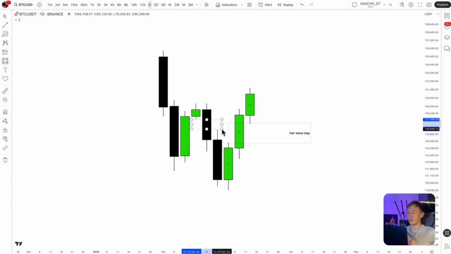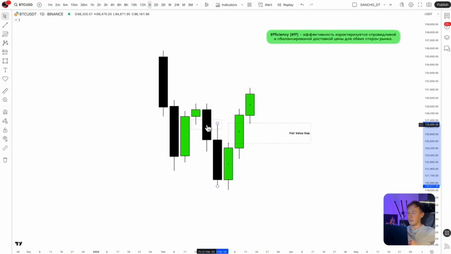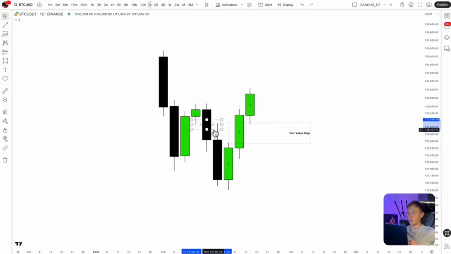Here, we see the opposite situation, a bearish imbalance indicating aggressive selling by large players and a lack of counter demand. If the low of the first candle had been slightly lower and the high of the third slightly higher, we would have had efficient price formation within the range, with both buyers and sellers present, creating equilibrium. This is exactly the kind of structure all algorithms strive for.